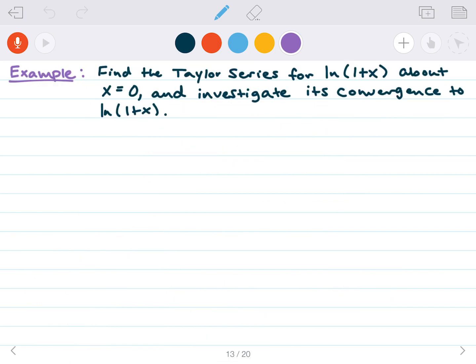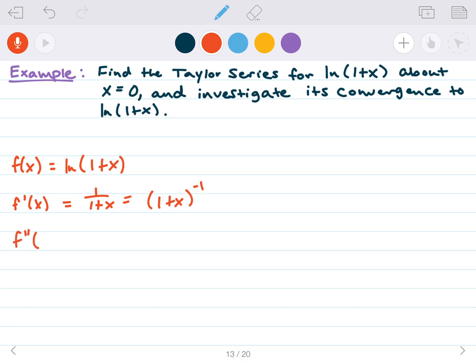Let's try this next example. Let's try to find the Taylor series for ln of 1 plus x about x equals 0 and investigate the convergence. First, I want to establish a pattern with the derivatives. I'm going to write my f of x, that's ln of 1 plus x. And then my first derivative is going to be 1 over 1 plus x, which is the same thing as 1 plus x to the negative 1.